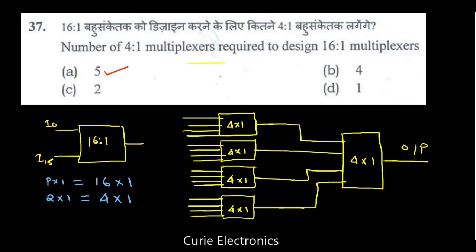Okay. Now mathematically, without drawing the diagram, I want to know how many multiplexers are required. How do I do it? So required is 16. I will divide 16 by, what is the multiplexer I have? 4 cross 1. 16 by 4 equal to 4. Again 4, I will divide by 4. I will get 1. Then you have to take the sum of these numbers. So it is 5. So like this you can find out. The next question you will understand it better.